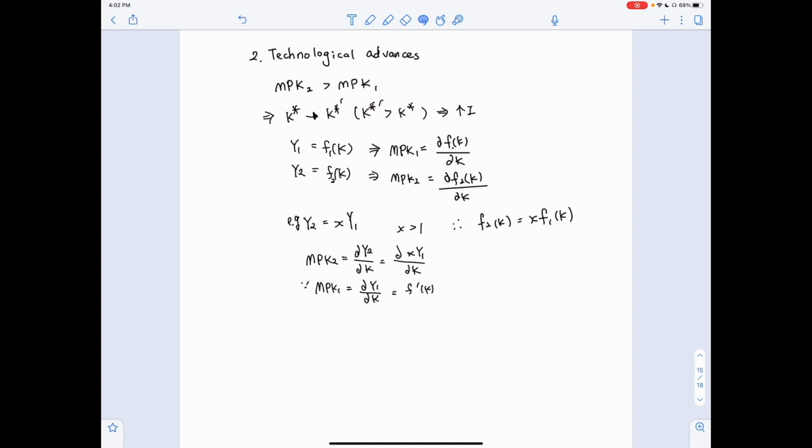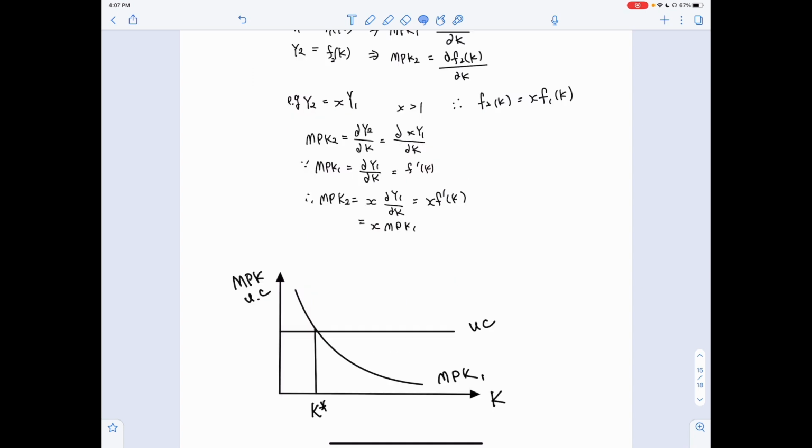As for the marginal product of capital for the old technology, it is dY1 over dK, so it equals F prime of K. So then we know that the marginal product of capital based on the new technology becomes X times the marginal product of capital of the old technology. So now we know at a given level of K, the marginal product of capital becomes higher due to the technological advances.